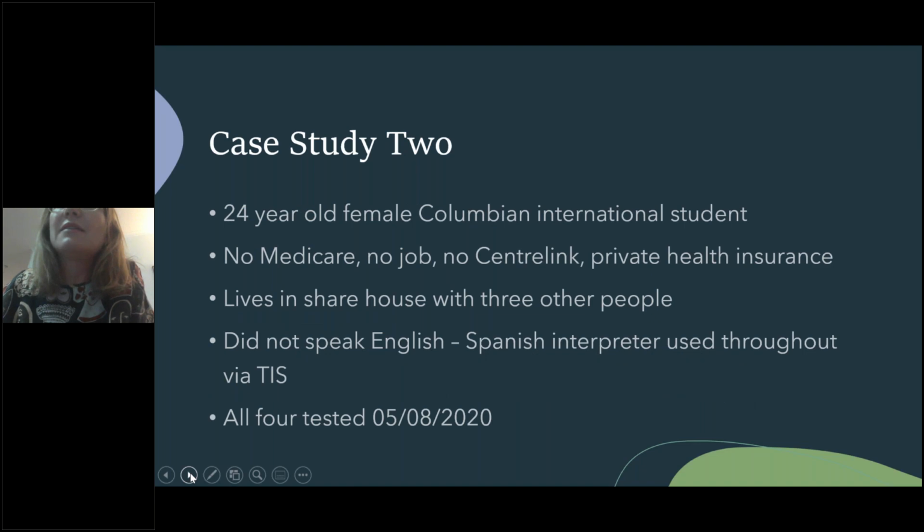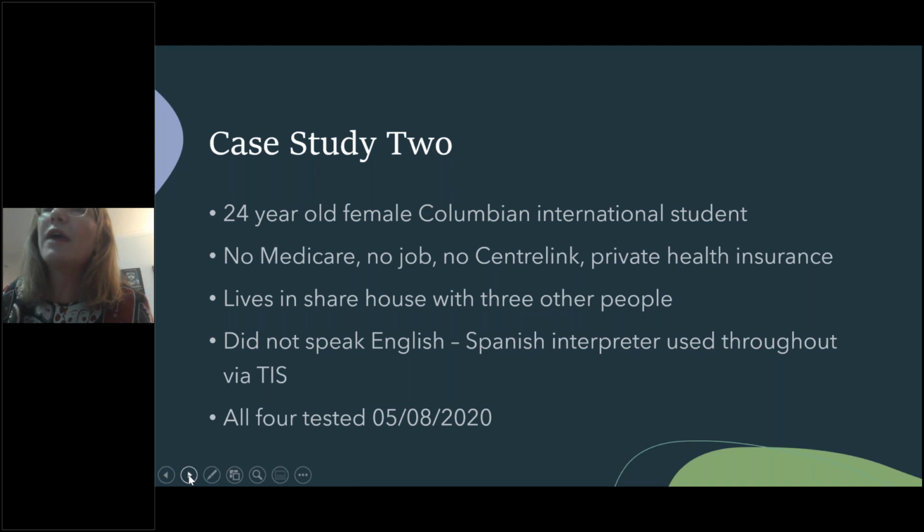So the second case study is a 24-year-old female Colombian international student, again with no Medicare, no job, no Centrelink, and had private health, and again had no income. She lived in a share house again with 3 other people. She did not speak adequate English, and so a Spanish interpreter was used the whole way through.